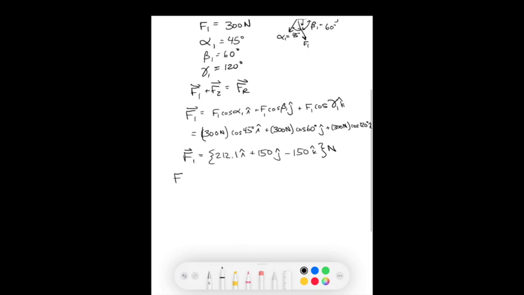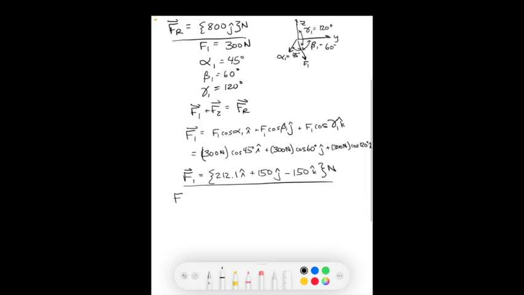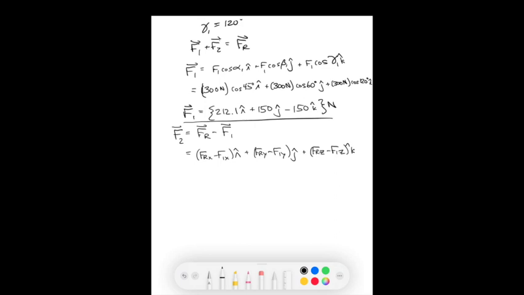At this point we can solve for F2, right? Because we've specified what Fr is going to be. We already know what F1 is. So at this point we're going to solve for what F2 would be. So F2 we know is equal to Fr minus F1. And we can break up the individual components. So Frx minus F1x, Fry minus F1y, and Frz minus F1z. And we plug in the information that we have.